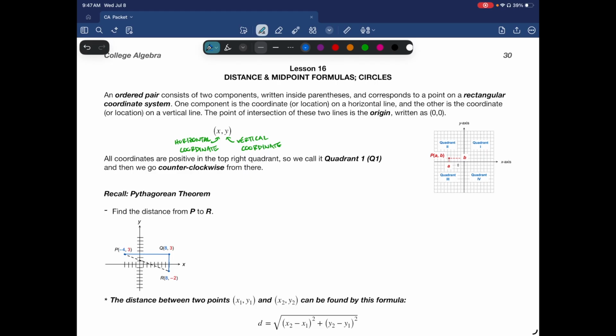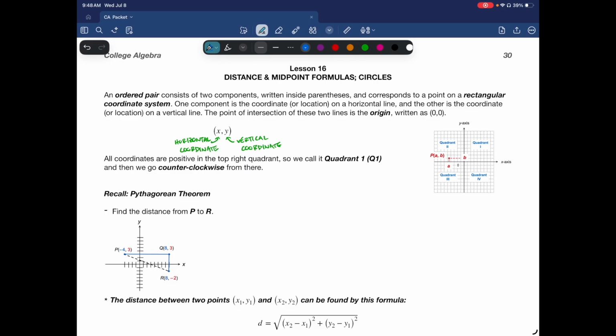An ordered pair consists of two components written inside parentheses corresponding to a rectangular coordinate system. You have your x, which is your horizontal coordinate, and your y, which is your vertical coordinate. In (0, 0), if x is 0 and y is 0, that's the origin.